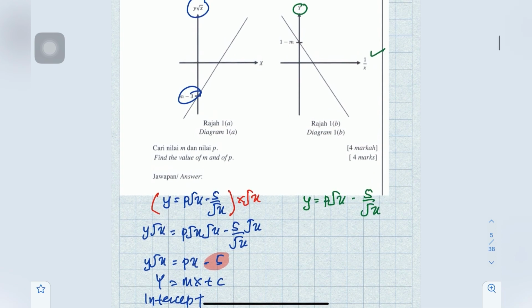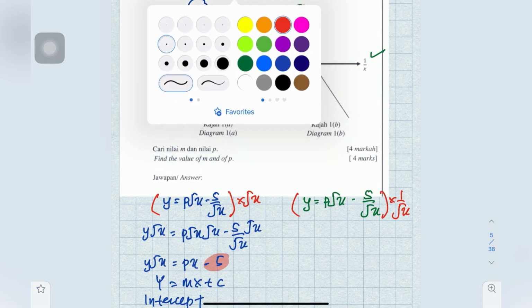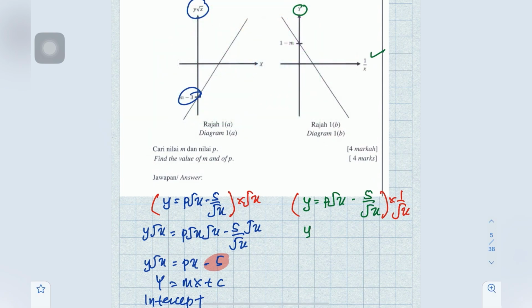Okay, so that is our clue. We multiply by 1 over square root of X, or divide by square root of X. Okay, so now this one will be Y over square root of X equals P square root of X over square root of X minus 5 over square root of X. Okay, so we simplify. Y over square root of X equals P minus 5 over X. Okay, so we have our big X, which is 1 over X.